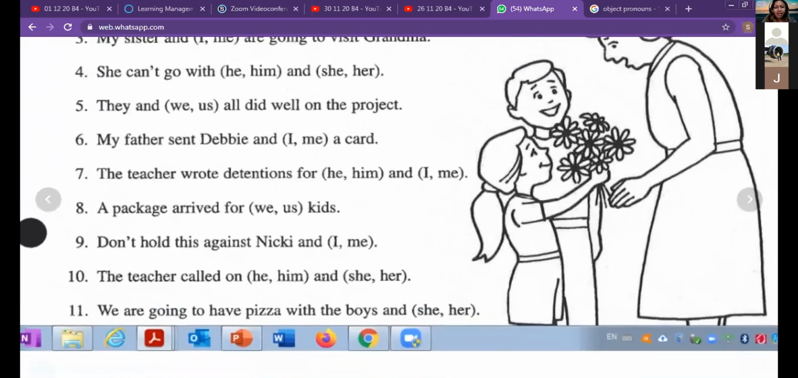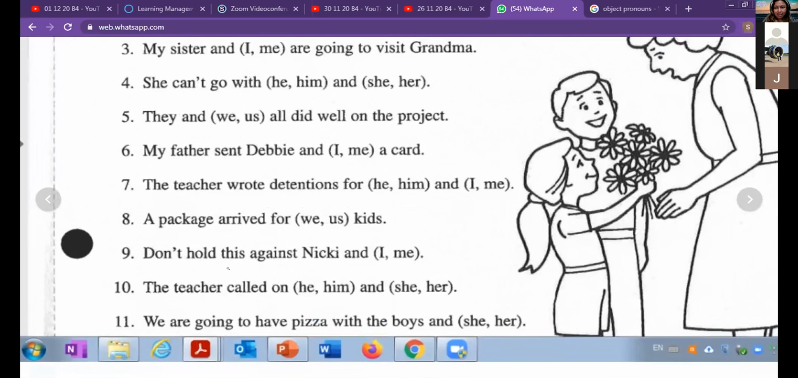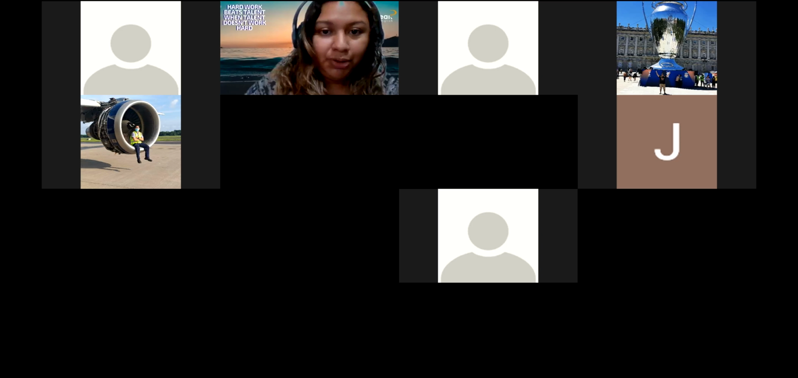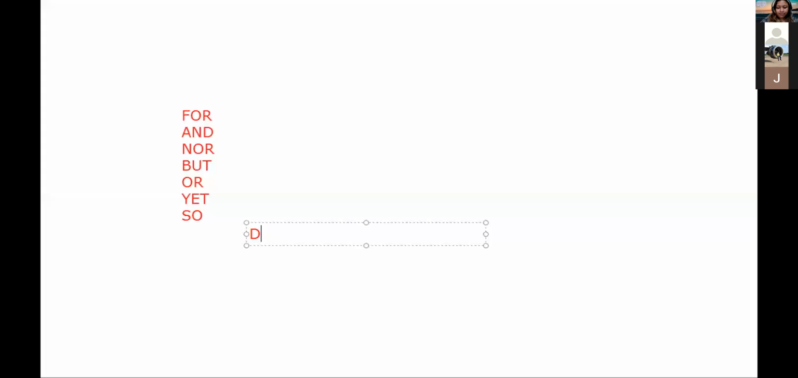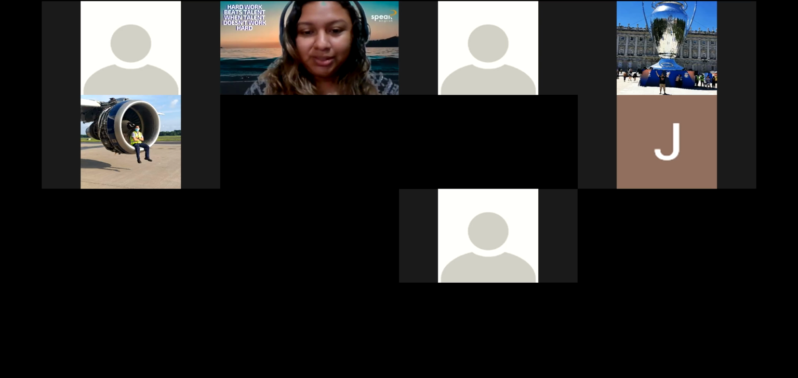Very good. What is the meaning of the expression don't hold this against Nikki, or don't hold it against me? The expression is don't hold it against me. Have you heard this before? Don't hold it against me. It's like saying no la agarres conmigo, right? Relax, okay? Don't hold it against me. It's an expression. So no te desquites conmigo, we could say as well.